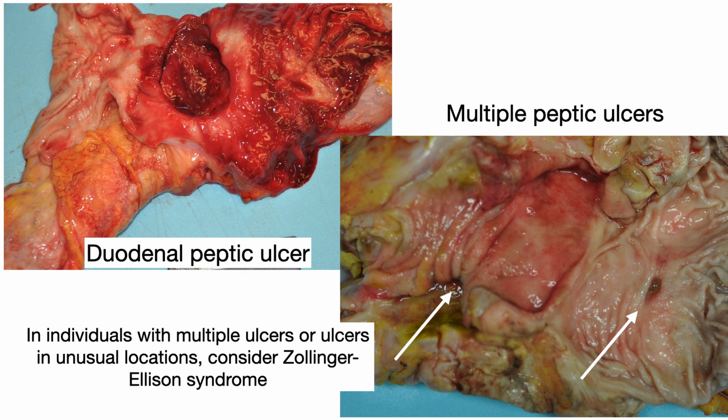Top left is a duodenal peptic ulcer, a person that hit a vessel and they bled from that. Bottom right, this person actually has multiple peptic ulcers. You can see at the arrows, the white arrows, those are 2 of them. So one thing when you have multiple peptic ulcers, you want to consider Zollinger-Ellison syndrome, which is basically a neoplasm producing gastrin, so it would lead to acid secretion. And so they can have multiple ulcers and also are known for having ulcers in unusual locations.